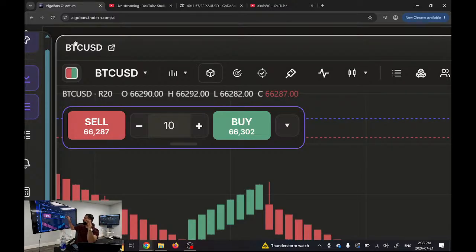If I click buy, I have a buy trade open and the market goes up, I make money. Everyone understands that. That's basic knowledge. But if I was to click the sell button, it opens a sell trade, which means if the market comes down, then we can make money.